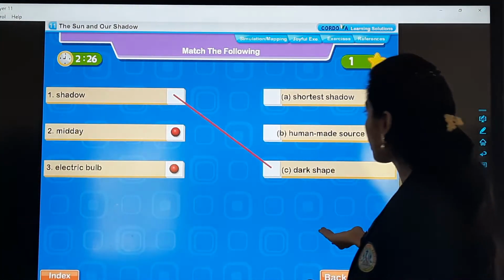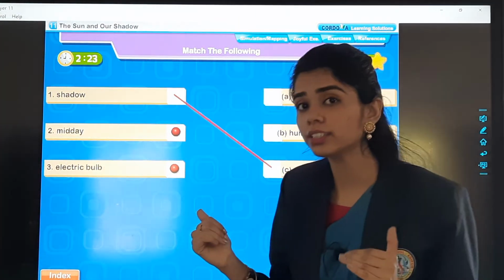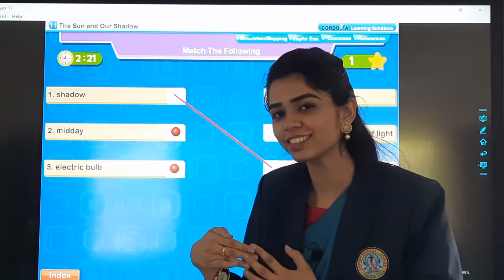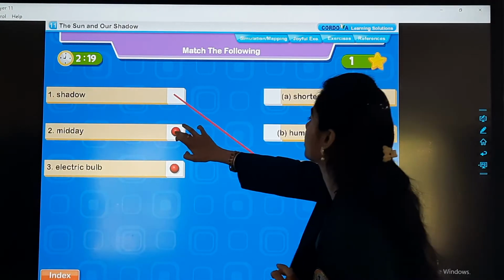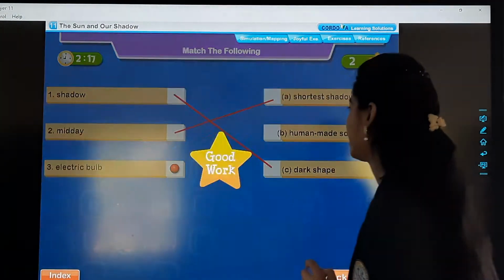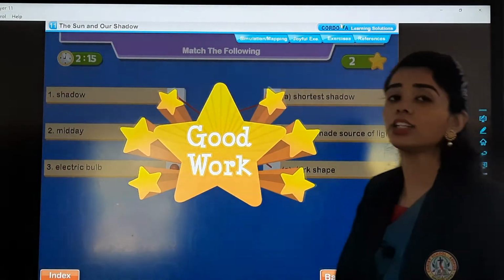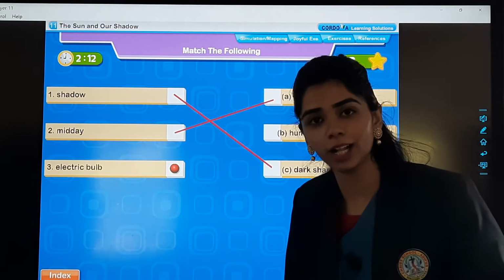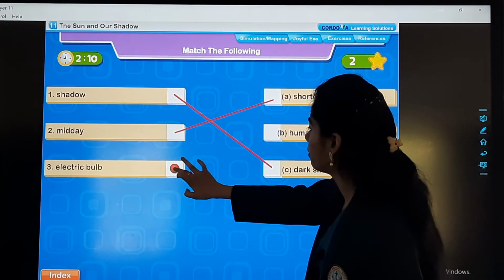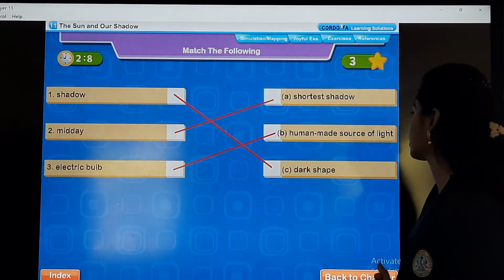Okay, midday. Midday, that is in the afternoon. So what happens at midday? What is the length of the shadow? Long or short? Yes, it is short. So, match. Good work. And the last one, that is the electric bulb. So, it will be human made. Good work.